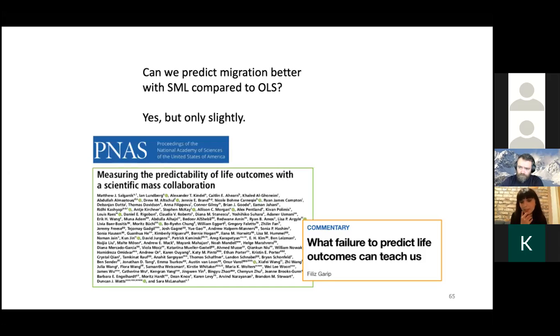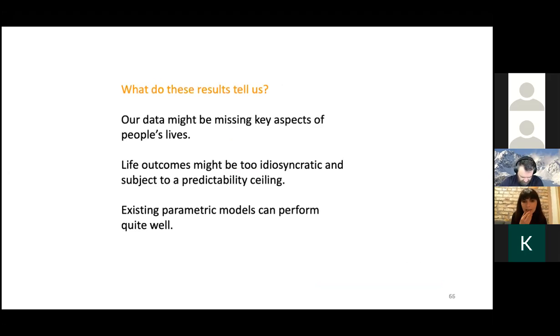So I wrote a commentary on that article, and some of the points I made there actually apply to this here. So why might that be? Why aren't we able to predict these outcomes? Maybe, as Klaus was saying, we don't take into account the survey structure in a particular way. This longitudinal dimension of the data is not well accounted for in these models. Or maybe our survey data are missing some aspect of people's lives. Or life outcomes at the individual level are idiosyncratic, and there's a ceiling to predictability there.